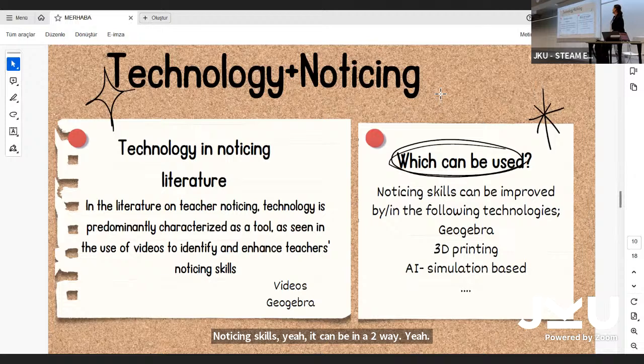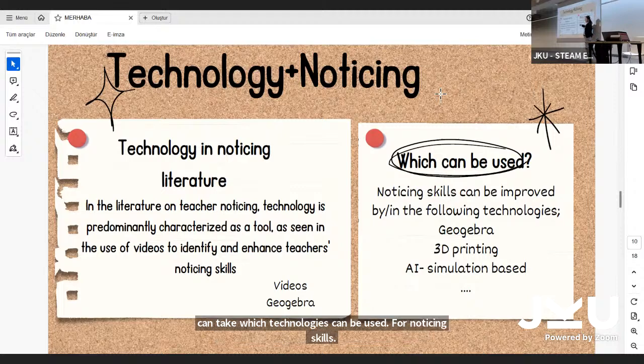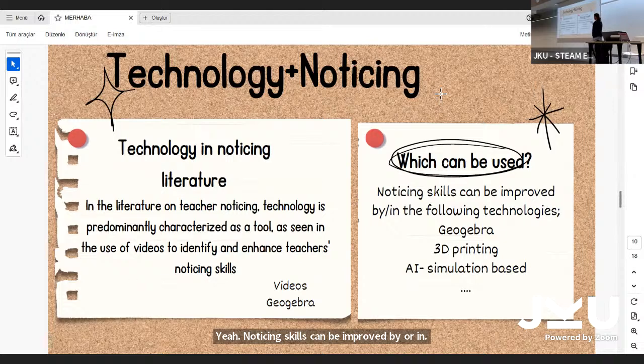We looked at technology in the noticing literature, and we saw that research uses videos and GeoGebra, and how they use videos to identify and enhance teachers' noticing skills. So we asked ourselves which technologies can be used for noticing skills. Noticing skills can be improved by the following technologies. You can add any technology like AR, VR, 3D pen.